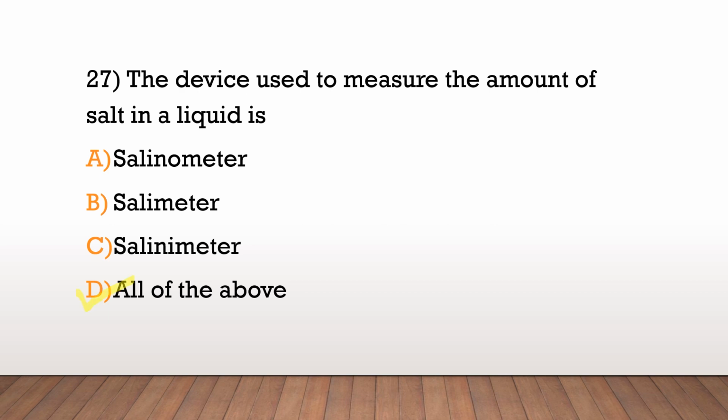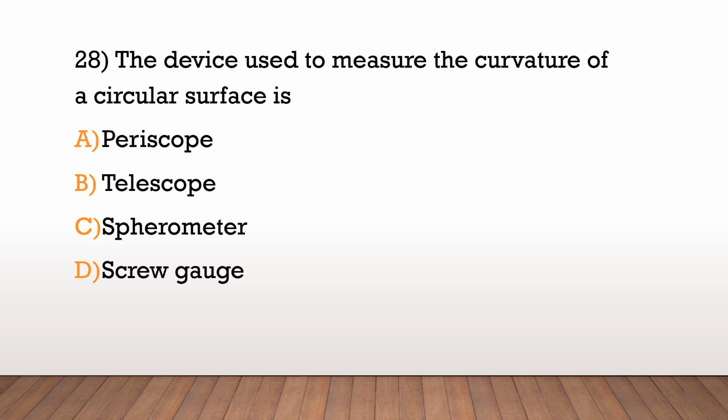all of the above. The device used to measure the curvature of a circular surface is A. Periscope, B. Telescope, C. Spherometer, or D. Screw gauge. The answer is C. Spherometer.